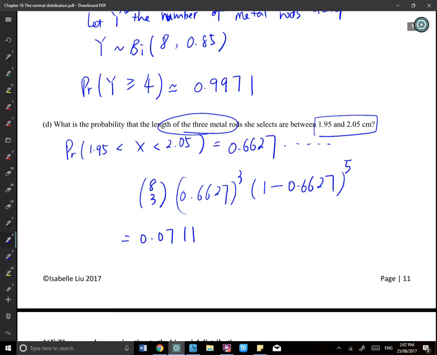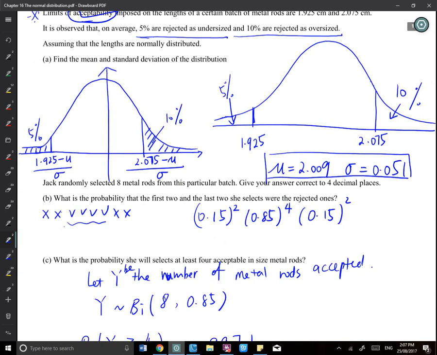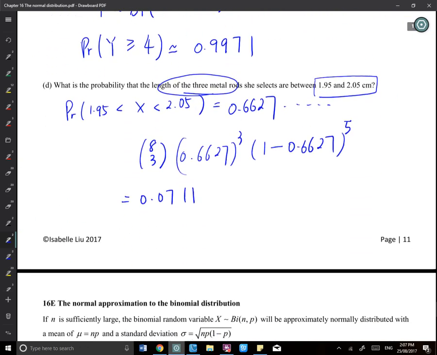Okay, any questions? This question is very, very important and very hard. Okay, the whole thing is a mix-up. It's exactly the exam type of question. Okay, it's a mix of finding mean and standard deviation, mixed with binomial distribution and normal distribution. So everything you need to know is in that question.